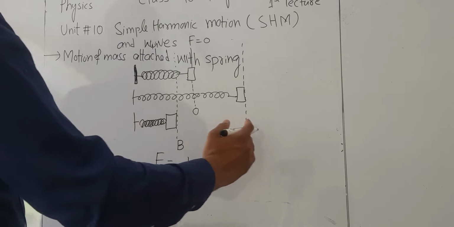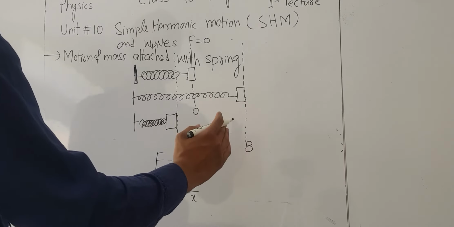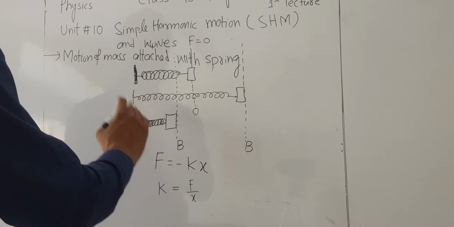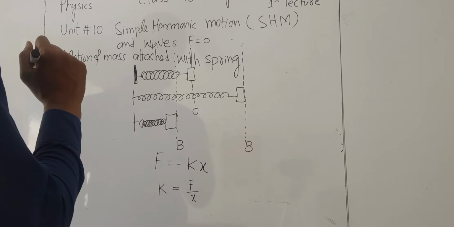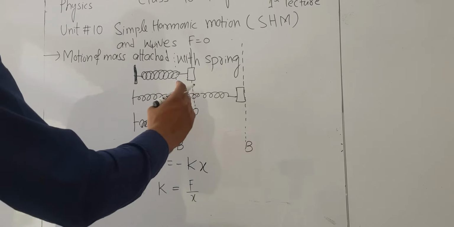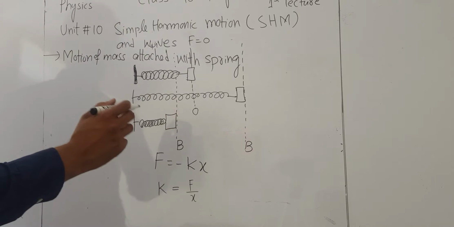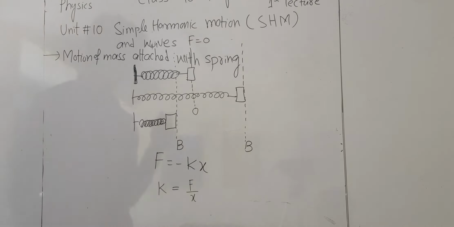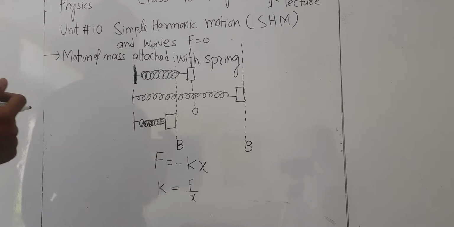This to and fro motion carries on until friction reduces the energy and the mass stops at its mean position. This to and fro motion of a mass about a fixed point is known as simple harmonic motion. In this example, we demonstrate that the motion of a mass attached with a spring is a simple harmonic motion.